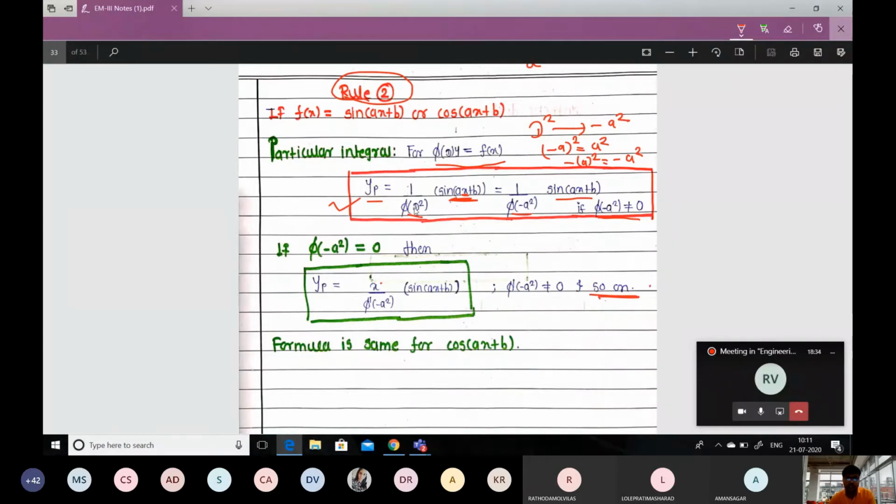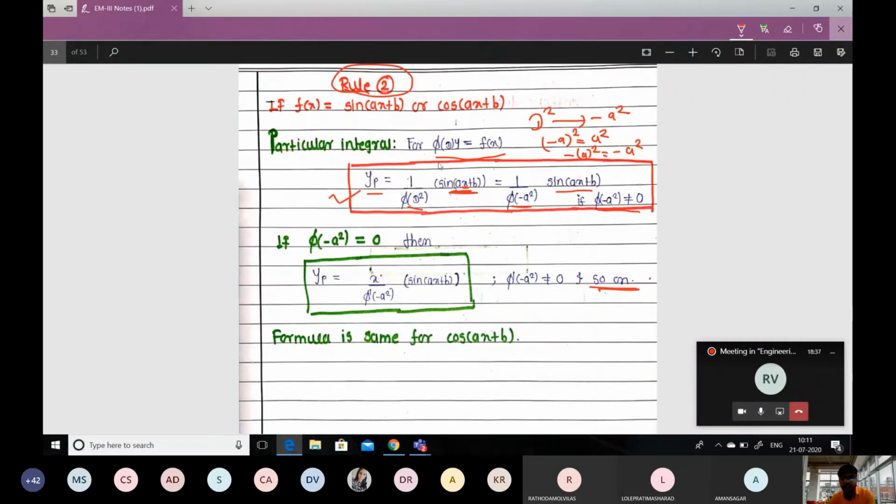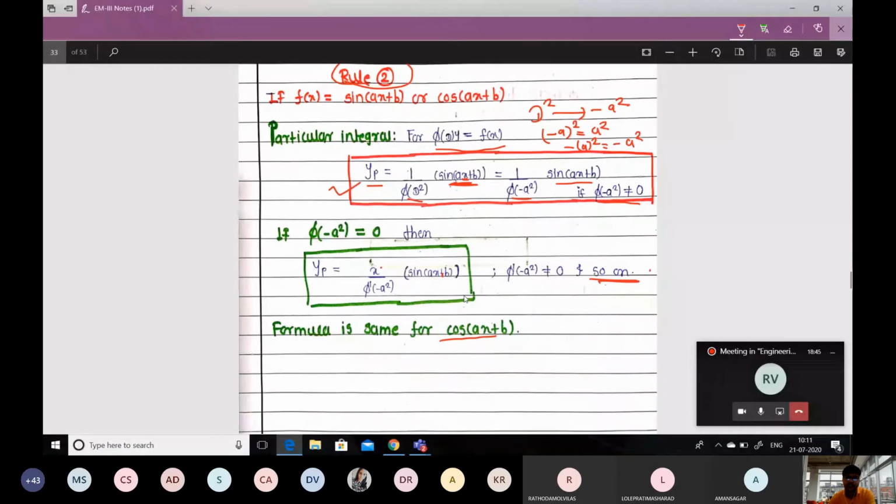So this is the formula. The same formula works for cos ax plus b, no change. Instead of sine, you can just put cos ax plus b in this formula. The same formula will work for cos ax plus b as well.